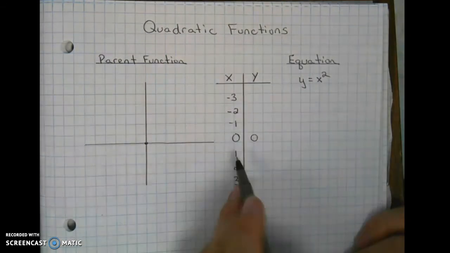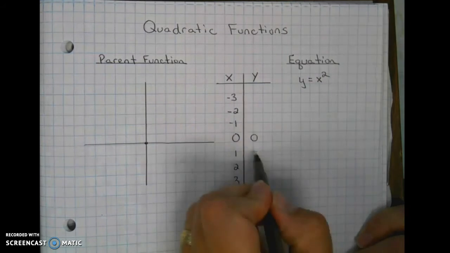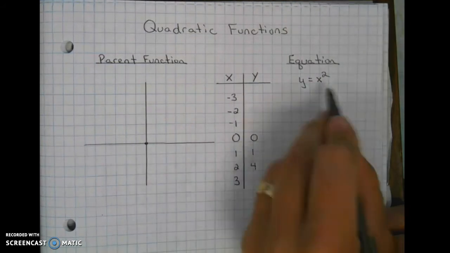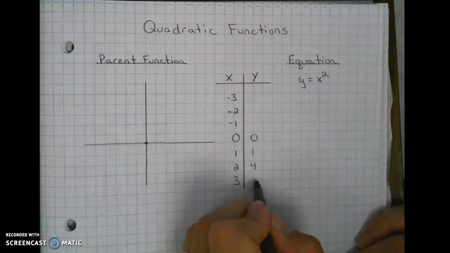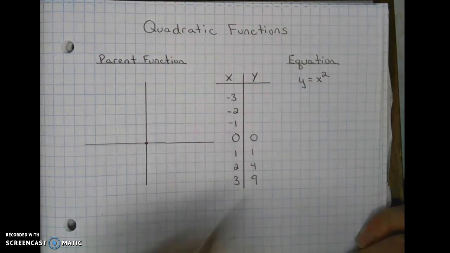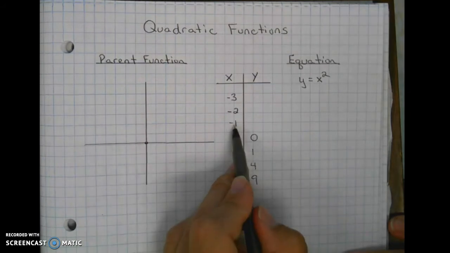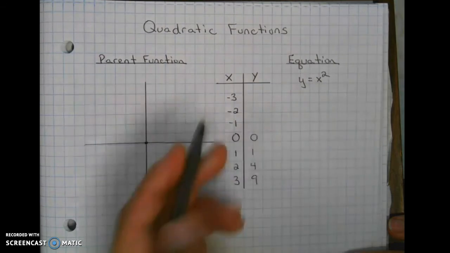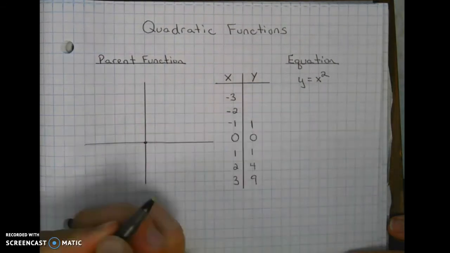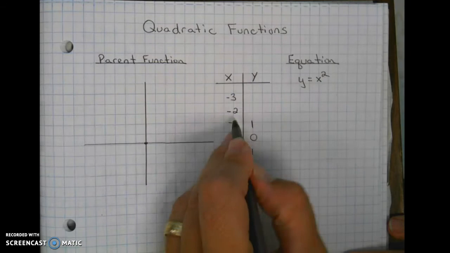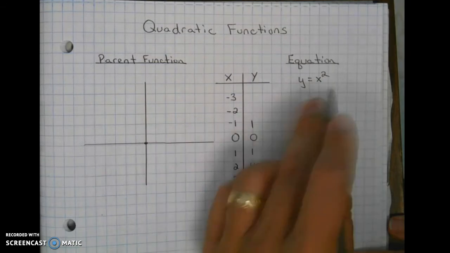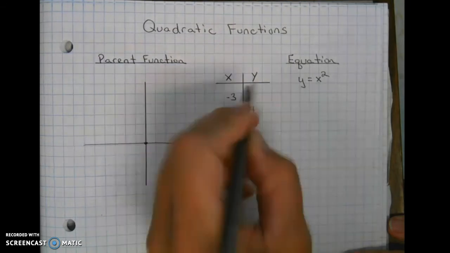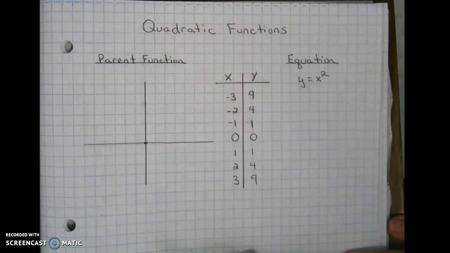So now plugging in a 1, 1 squared is 1, 2 squared is 4. Plugging the 3 in, 3 squared is 3 times 3, which is 9. Plugging the negative numbers in, -1 squared, which would be -1 times -1, is 1. -2 squared, which would be -2 times -2, is 4. And plugging the -3 in, we're going to get 9.